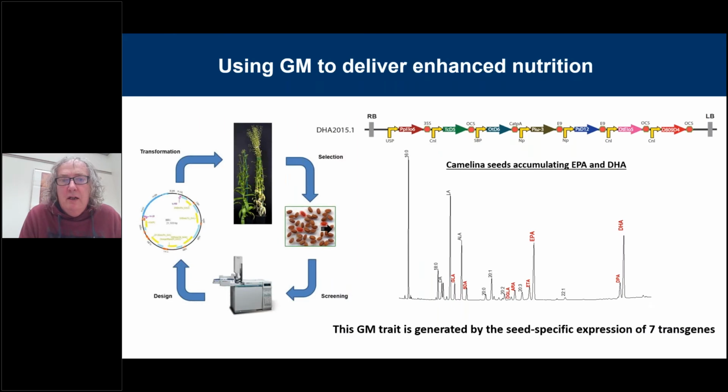Actually, we ended up putting it into camelina because camelina is a much better chassis, a much better host for the engineering that we want to do. Camelina is really easy to transform. Camelina is a Brassicaceae, so it's like a cousin of oilseed rape canola, but it doesn't cross with canola oilseed rape. It's self-pollinated, so it doesn't have any of the outcrossing problems that you see with Brassica crops like canola oilseed rape. It's hexaploid. It's really easy to genetically engineer.